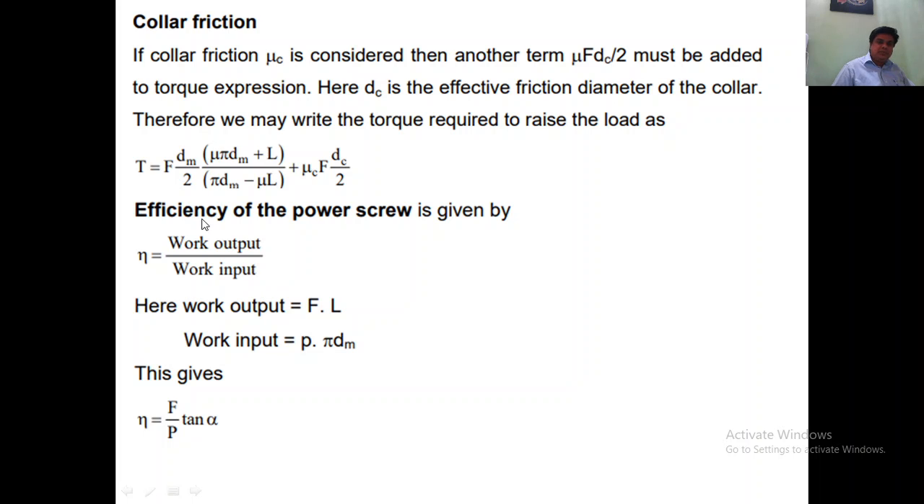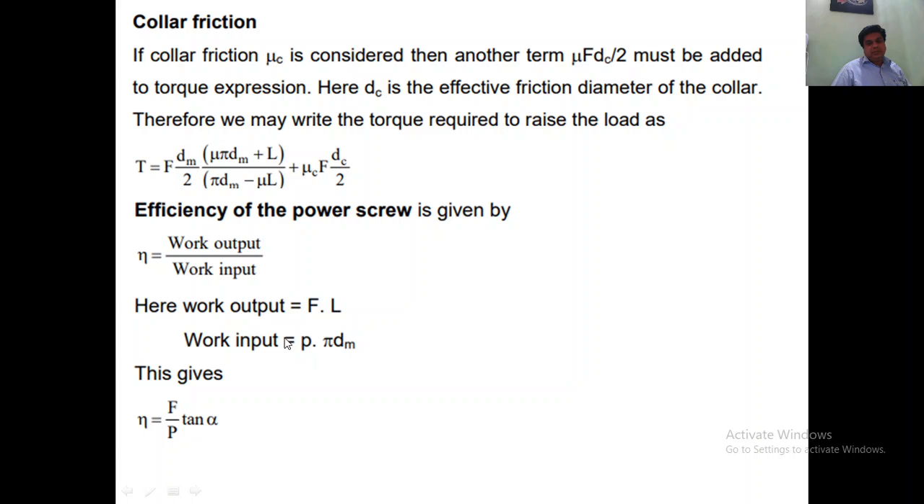So I told you about efficiency. Efficiency of any system is nothing but output by input. In case of a power screw, the output is nothing but the load lifted by some distance L, so it is F into L. The input is the external force we are applying, over the length of that triangle, pi dm. So this applied force P, capital P, into that length of the triangle after the development of that screw.